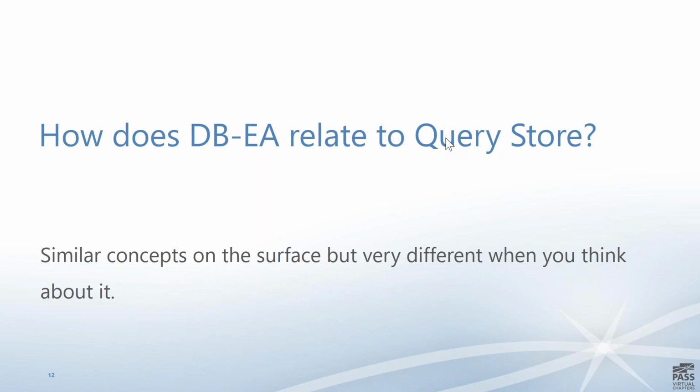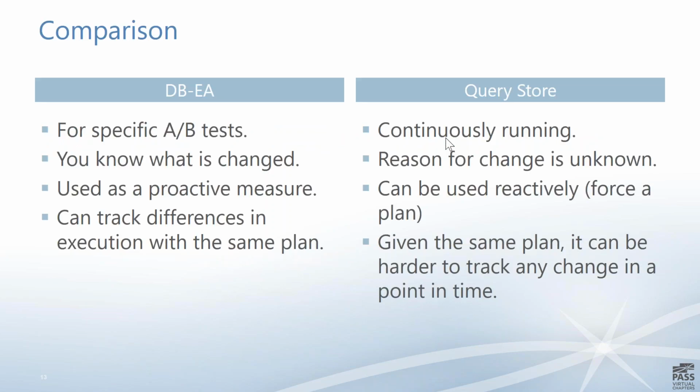So on the surface, it sounds like they are similar, but when you think about it, they have very different actual practical uses. Okay, so DBA is going to be for specific A/B tests, right? So you would only use it when you actually have a specific use for it, something that you want to test. You wouldn't just have it running all the time or tracing and replaying all the time, right?